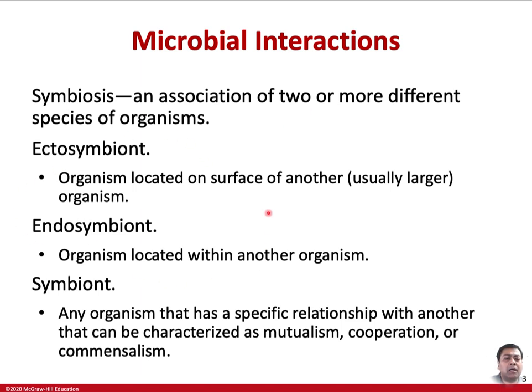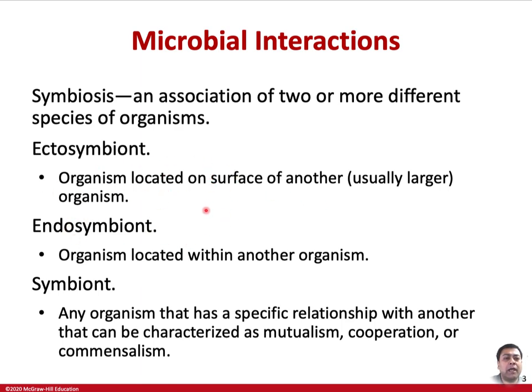Here are just a couple of terms that we are going to discuss. An ectosymbiont is an organism located on the surface of another, usually a larger organism. You can think about the bacteria that live on our skin, like Staphylococcus aureus or Staphylococcus epidermidis. These are very common. There are several different types that live on our skin. We can think of these as our ectosymbionts.